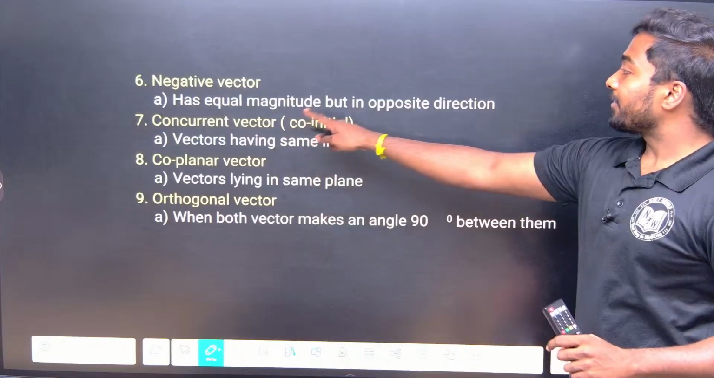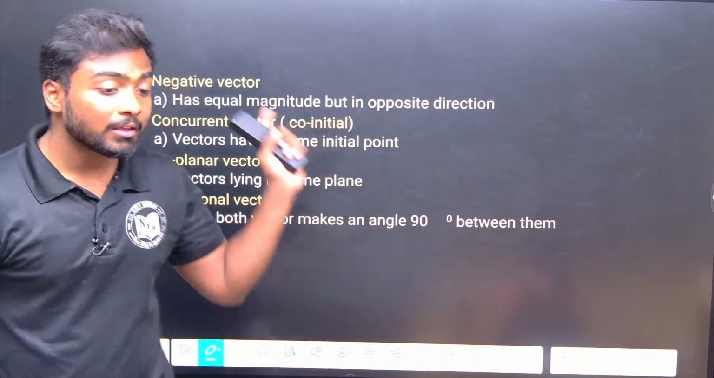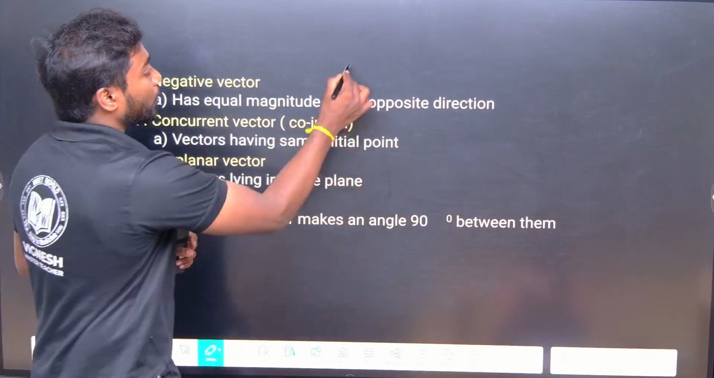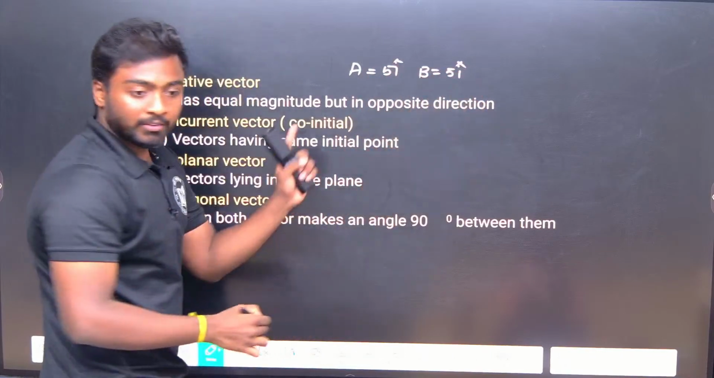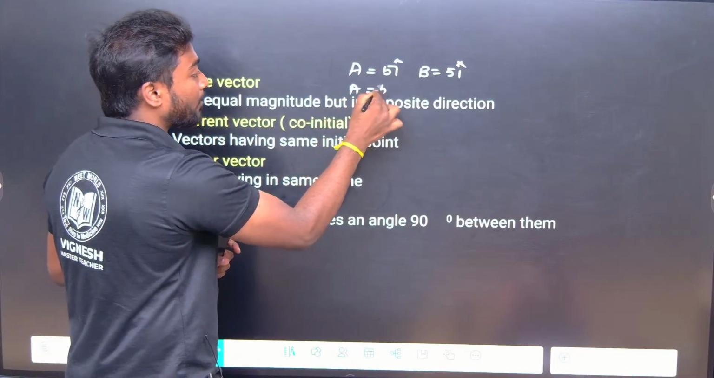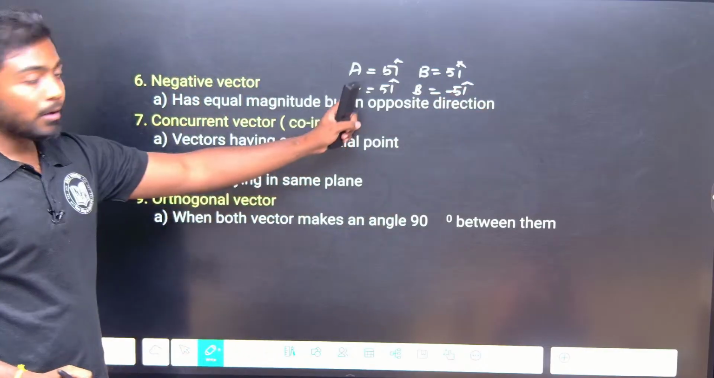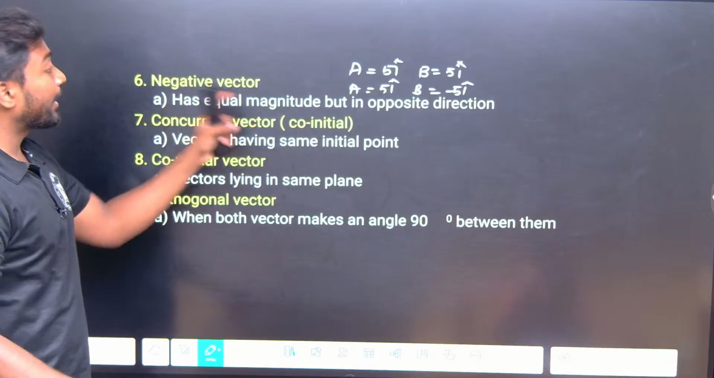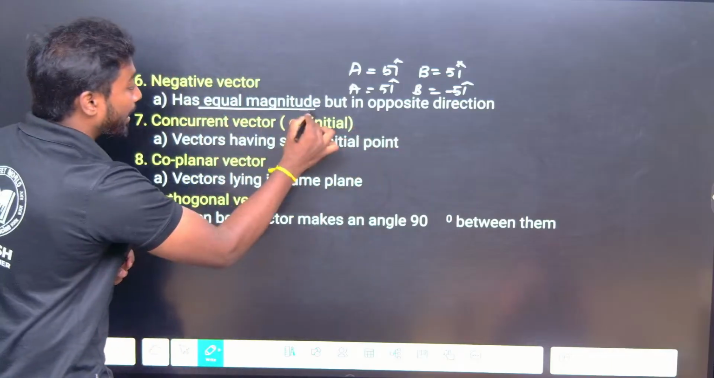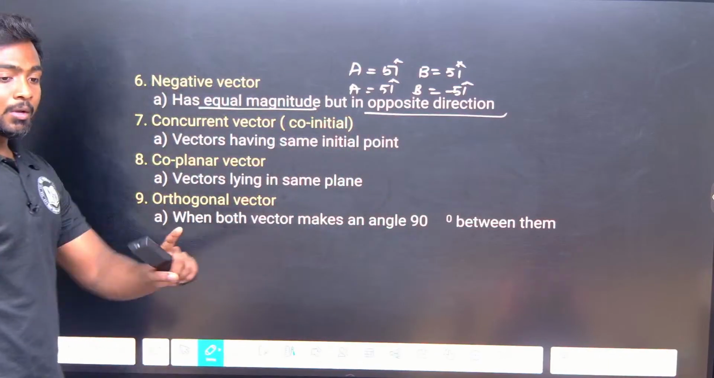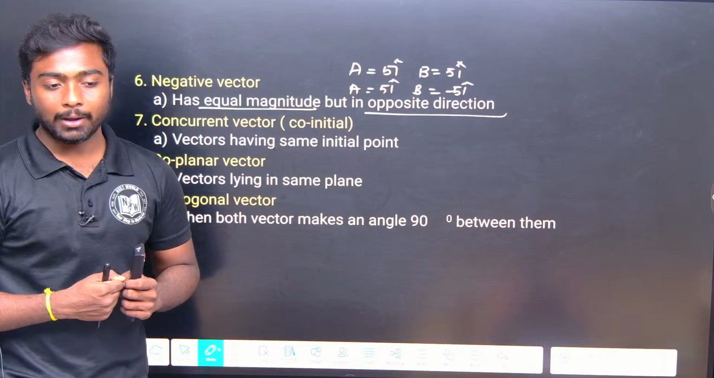Negative vector has equal magnitude but in opposite direction. Equal vector means both are in the same direction with equal magnitude. Suppose A is equal to 5i cap, and B is equal to 5i cap, this is an equal vector. Suppose if I write A equal to 5i cap, B is equal to minus 5i cap, which means equal magnitude but in opposite direction. So negative vector we will say. If it is not equal but in opposite direction, what will we say? Anti-parallel.